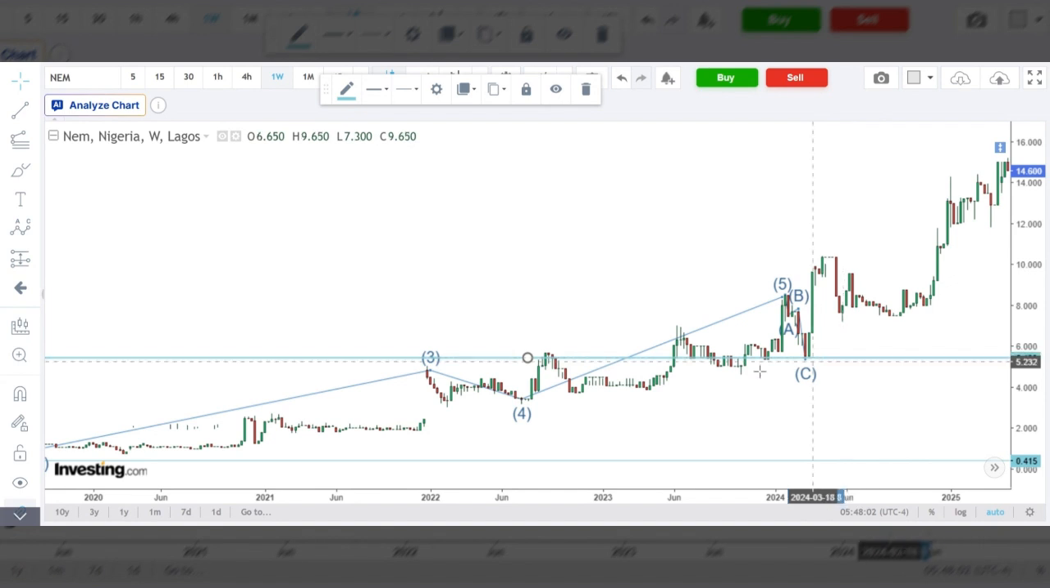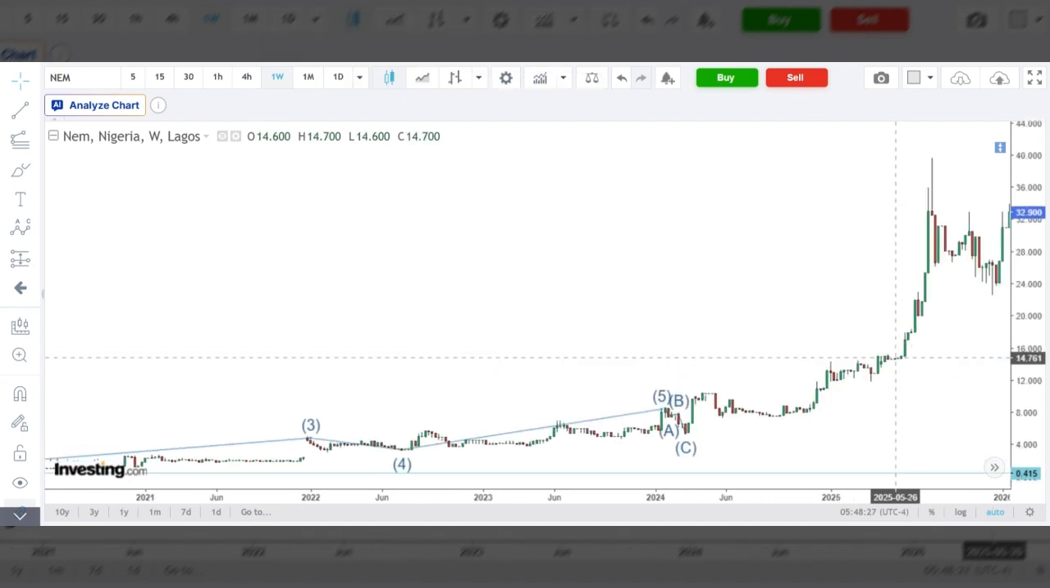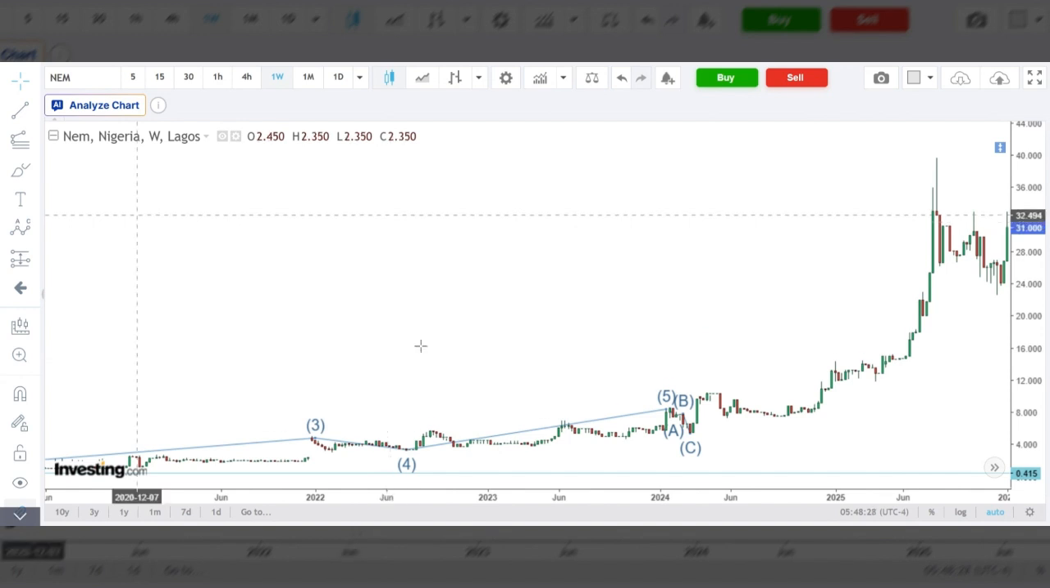You can see it's making what they call a leading diagonal. If you draw a line here and you draw another line, price keeps hitting and going up. So they call it a leading diagonal before a strong uptrend. All right, let's bring our Fibonacci retracements.